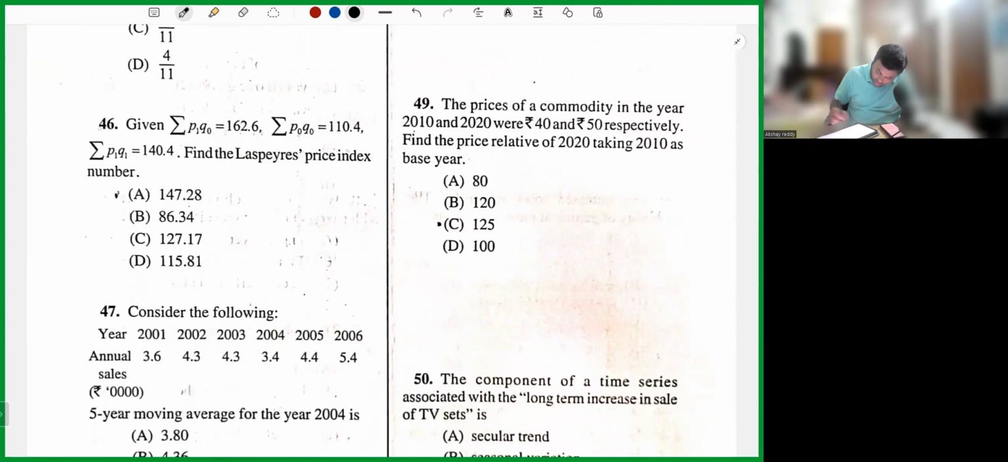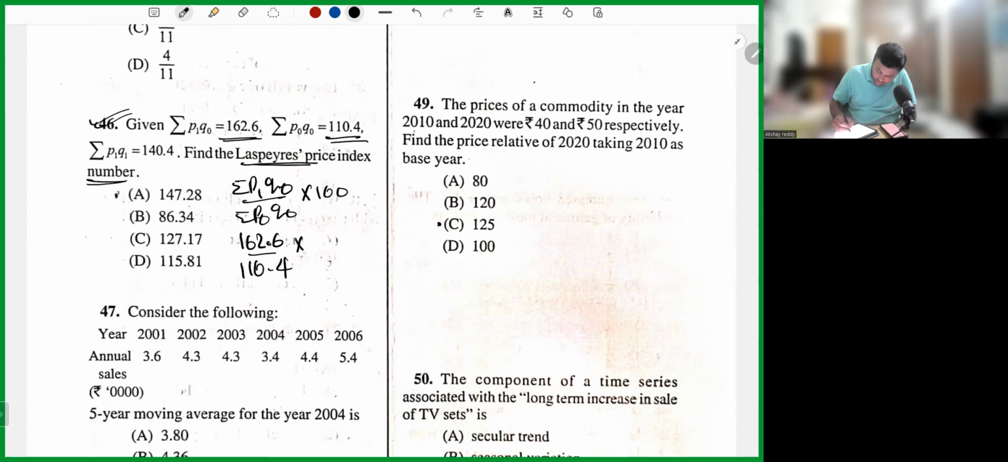46. Find the Laspeyres price index number. What is the Laspeyres price index number? Summation of P1 Q0 whole divided by summation of P0 Q0 into 100. Summation P1 Q0 is 162.6, summation P0 Q0 is 110.4, into 100.